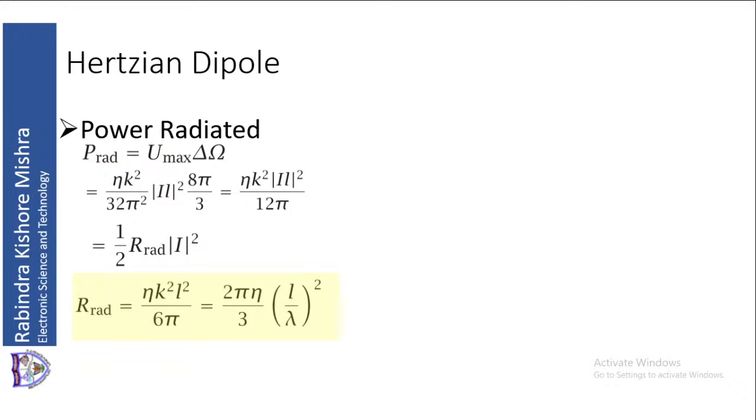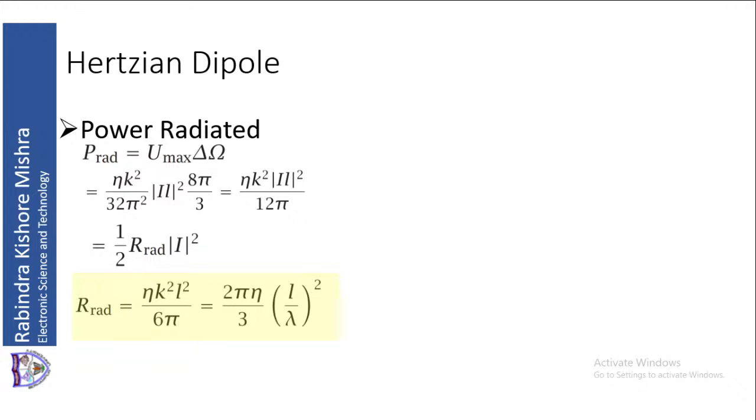What does this signify? The power is radiated. Since this is radiated power, suppose we replace the antenna by a resistor which will consume the same amount of power as the power radiated by the antenna. Then the resistance of that resistor is R rad. That is why it is called radiation resistance. R rad is called radiation resistance.